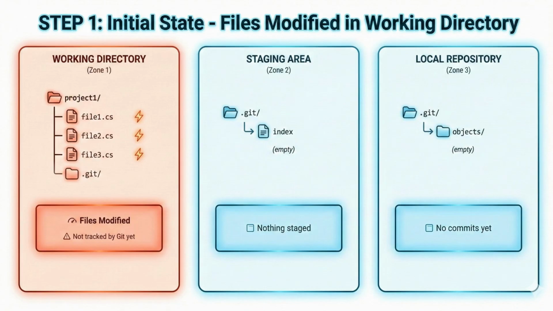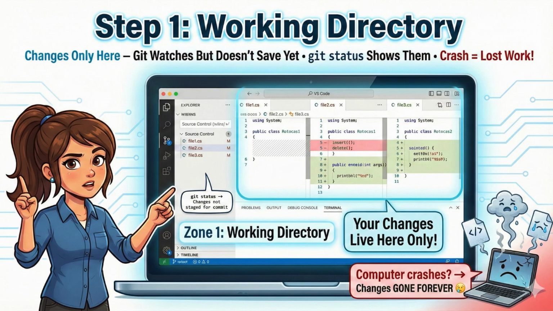Staging area? Empty. Local repository? Empty. Git can see the changes if you run git status, but it's not doing anything with them yet. Just watching. If your laptop dies right now, these changes are gone. Poof. Git hasn't saved anything. Not great, right? Let's fix that.